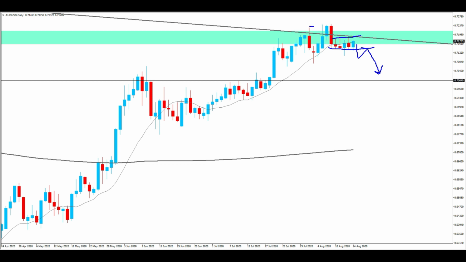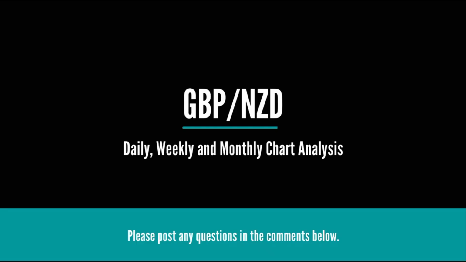Or again, if you do get price breaking through this level, you have to wait for price to go and retest it, and again look for those longs. But as for AUD/USD, we're just waiting to see if price will respect this area in the market and a break through the ranging pattern that's going on now. Okay, so let's see what's happening with GBP NZD.